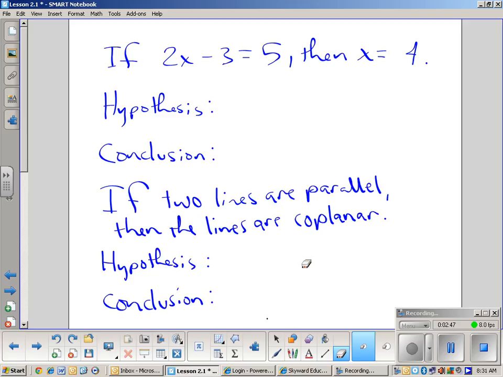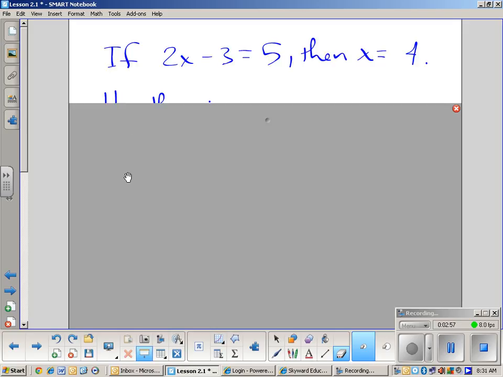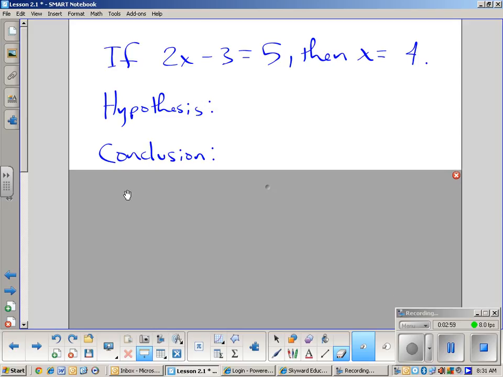Someone must have saved this after I wrote on it last time. Here I have another one. If 2x minus 3 equals 5, then x is equal to 4. Let's do this so that we all stay together. I'm going to let you think about that for a second while we pause, and then we'll talk about what is the hypothesis and what's the conclusion. Let me say it again. So what is the hypothesis? Jackson?